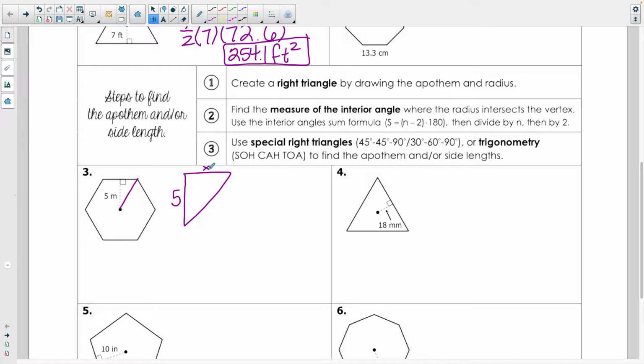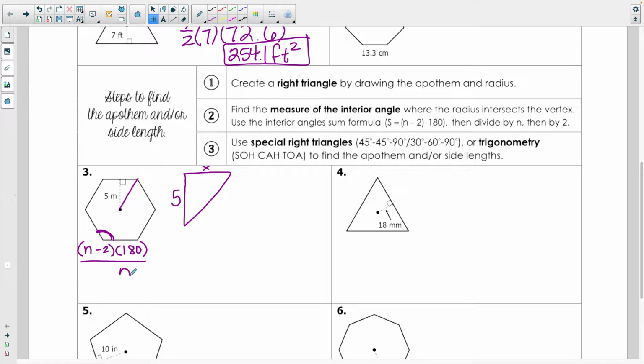Okay, going back to last chapter. How many degrees is this angle right here in a hexagon? And if you don't know, how do I find it? How do I find out how many degrees are inside? It's n minus 2 times 180 divided by n. Remember that from last chapter? That's going to tell me how many degrees that is right there.